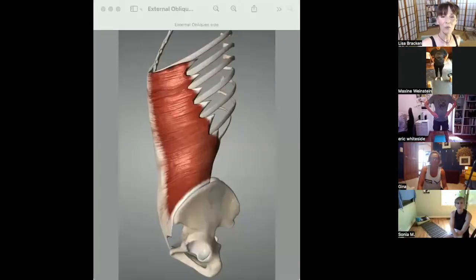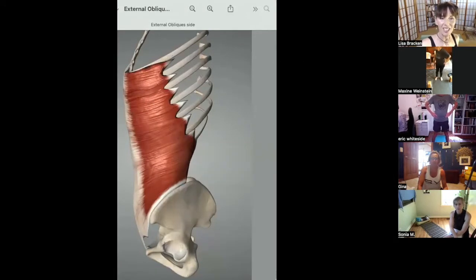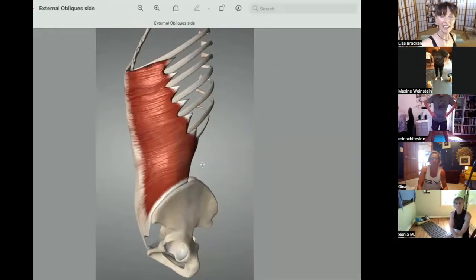And then the external obliques fan in yet another way. Sorry, that's the internal. Where's external? There you are, there's external. Sorry. So confusing. Your external obliques then fan in yet another way. And they also have this connective tissue along the front of your pelvic rim. These muscles all work with your ribs.